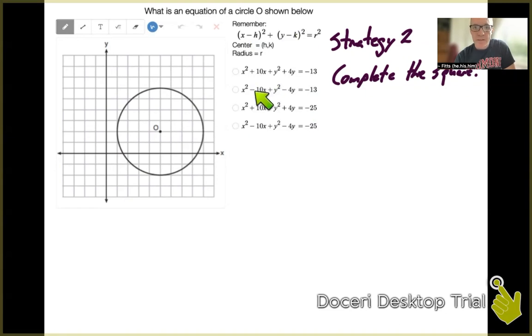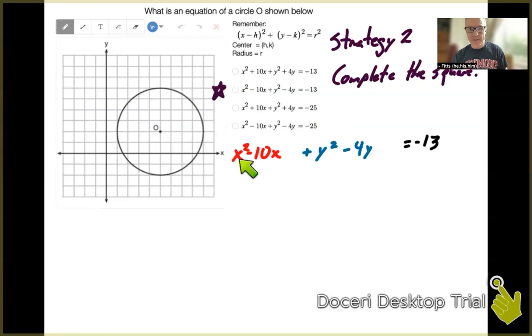So I just wanted to show you this strategy. For this problem, you'd have to actually do it for all four of these to figure that out. It is a method you could do. It's a little more time consuming, but you can definitely do it. So I'm just going to focus on the one that I know is the correct answer and show you how to do it. That way you can see how it's done. So let's take a look. Completing the square. I'm just going to write this equation like this. It's x squared minus 10x with a little space, and then y squared minus 4y with a little space, and that equals negative 13.